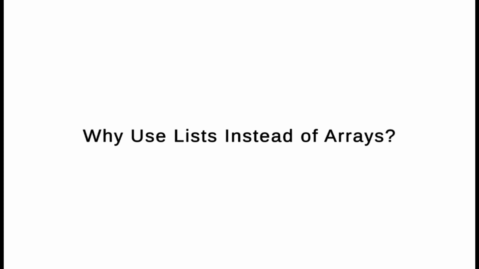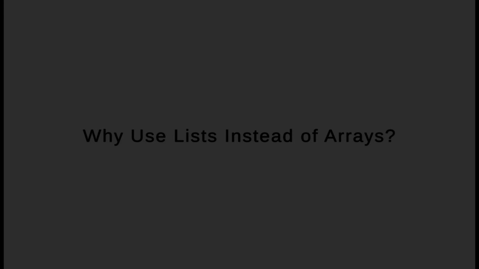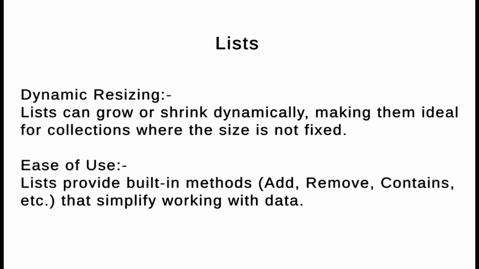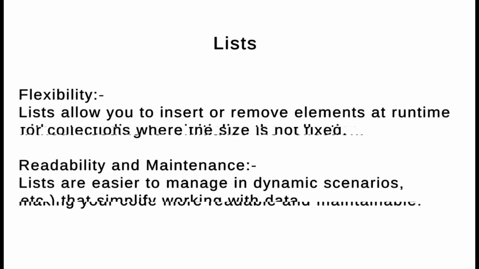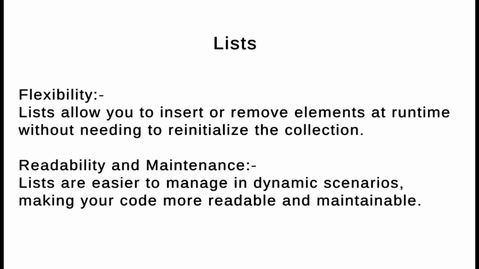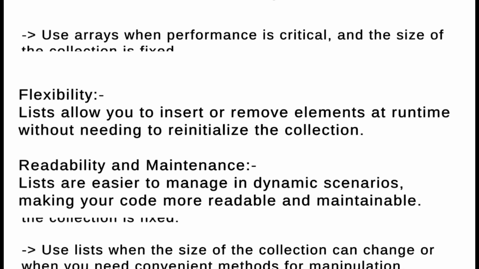Next, why use lists instead of arrays? Dynamic resizing. Lists can grow or shrink dynamically, making them ideal for collections where the size is not fixed. Ease of use. Lists provide built-in methods, Add, Remove, Contains, etc., that simplify working with data. Flexibility. Lists allow you to insert or remove elements at runtime without needing to reinitialize the collection. Readability and maintenance. Lists are easier to manage in dynamic scenarios, making your code more readable and maintainable.